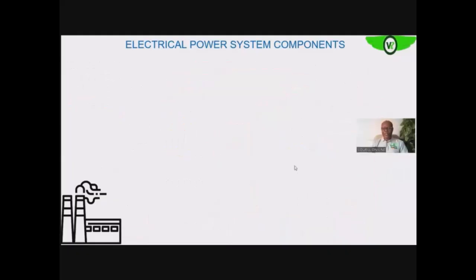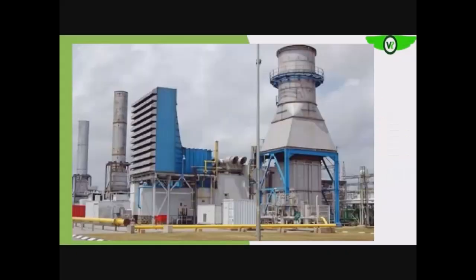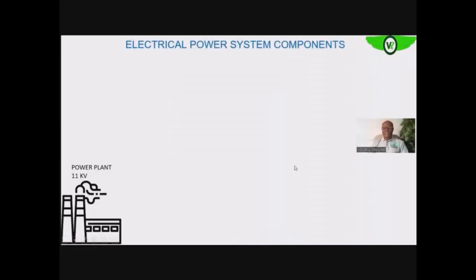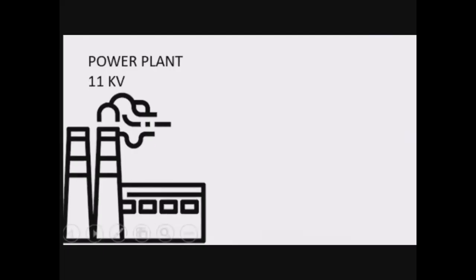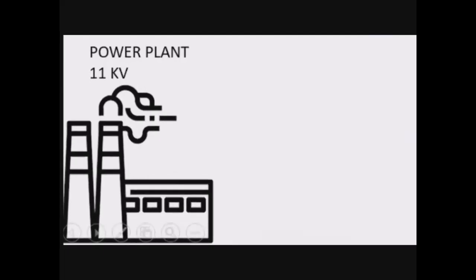So the first part of it is the generation station. As the name indicates, that is where the electrical energy or the power that we need in our system is produced.